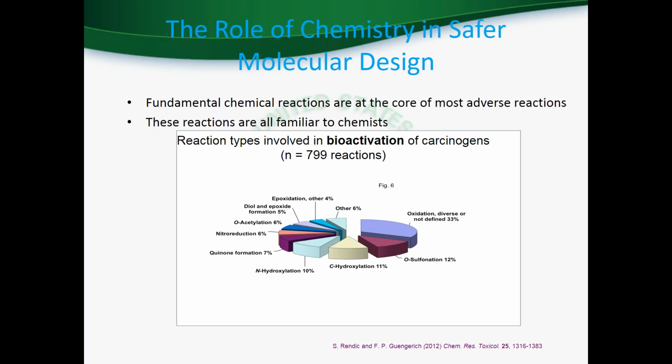Bringing in the chemist again, the role of chemistry in safer molecular design. This is a pie chart done by Rendick et al. and it shows a general pie chart of the reaction types that are involved in bioactivation. Bioactivation is taking a compound that you may be exposed to or given as a drug that is not active as given. It needs to be metabolized, bioactivated, to be active. A good example is aspirin. Acetyl salicylic acid needs to be metabolized to salicylic acid to be functional.